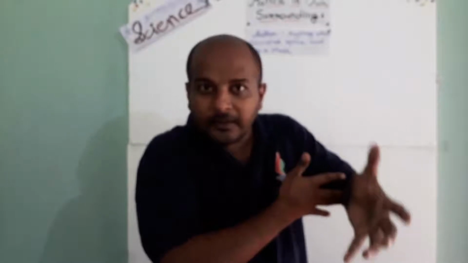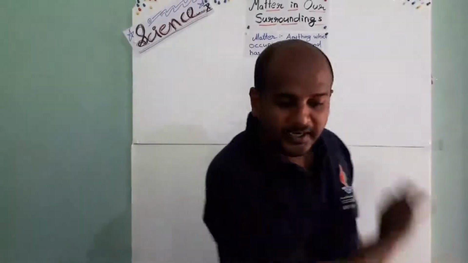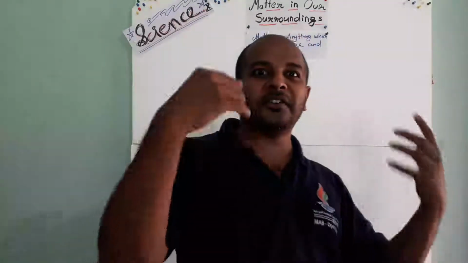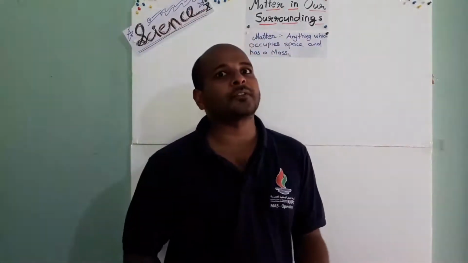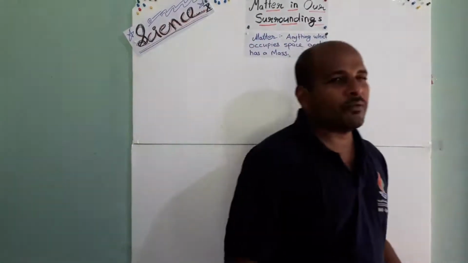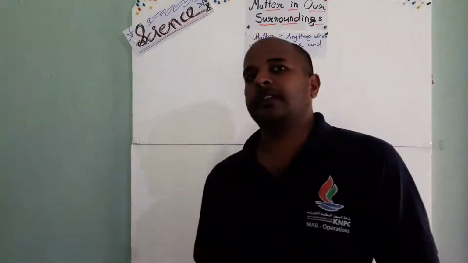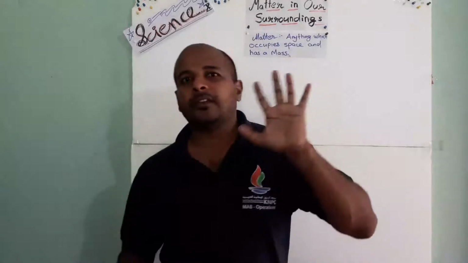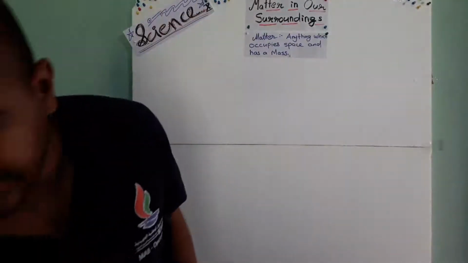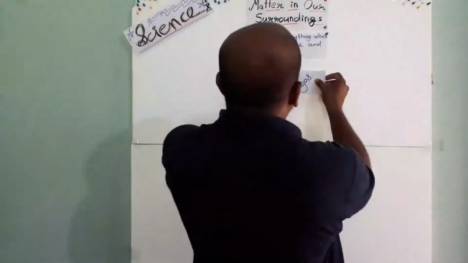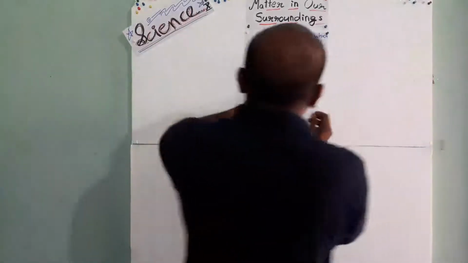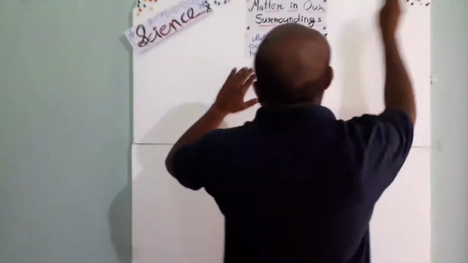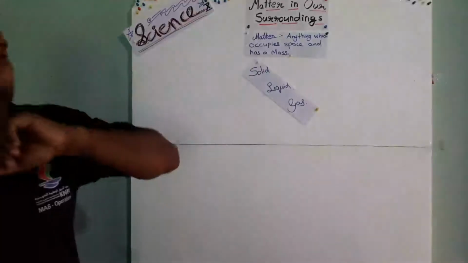matter. Why? That's why the scientists have classified matter into different things. Classification of matter, according to the modern scientists, is solid, liquid, and gas. Where is my paper? It comes like this: solid, liquid, and gas. This is the modern classification of matter.